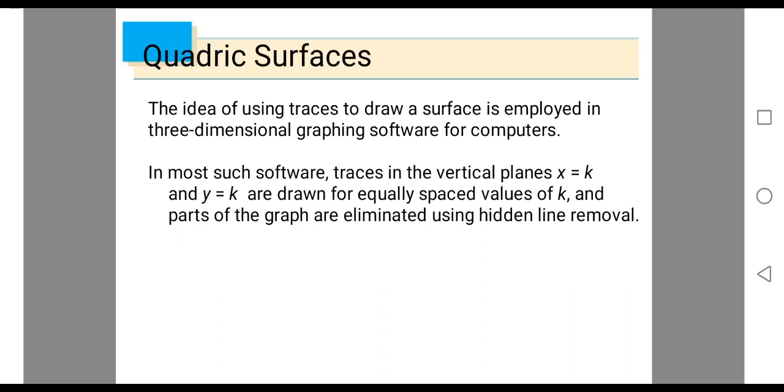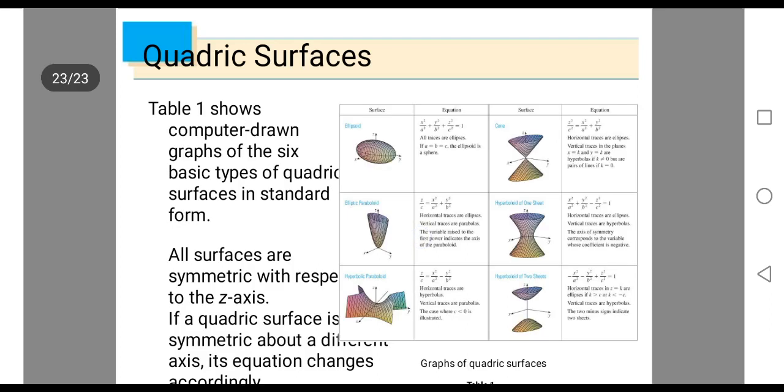So in most such software, traces in the vertical planes x equals k and y equals k are drawn for equally spaced values of k, and parts of the graph are eliminated using hidden line removal. So that is what we're talking about. It enhances the shape, it enhances the connectivity between those points and makes a fine shape. So actually we have six kinds of surfaces.